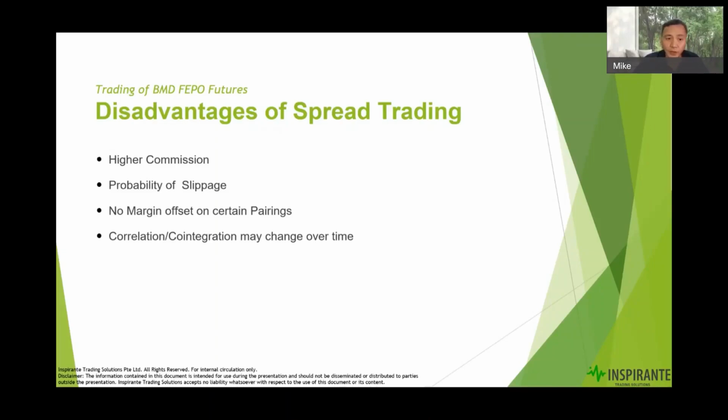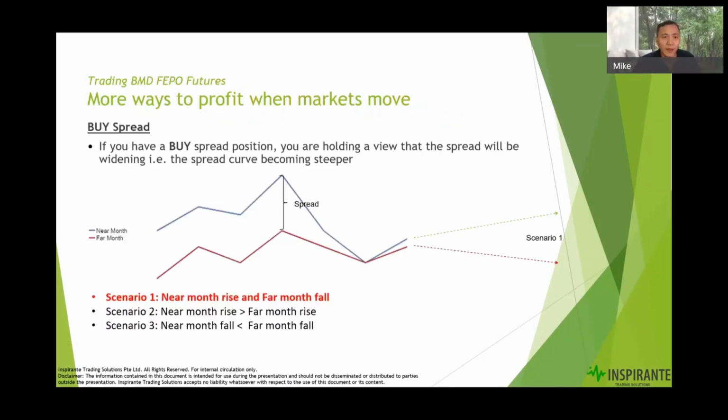I have seen correlation and co-integration change over time, and that's something you need to be wary of, especially at turning points, because it can tear a spread tremendously in a way that you wouldn't expect. Okay, now earlier I talked about how we can play the spread.